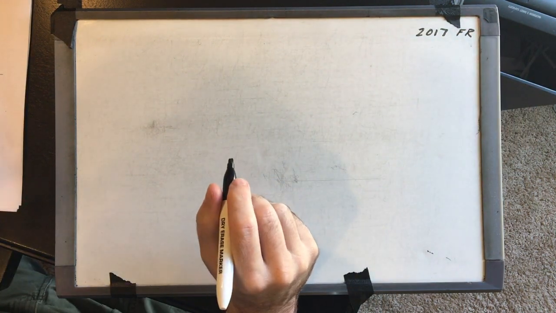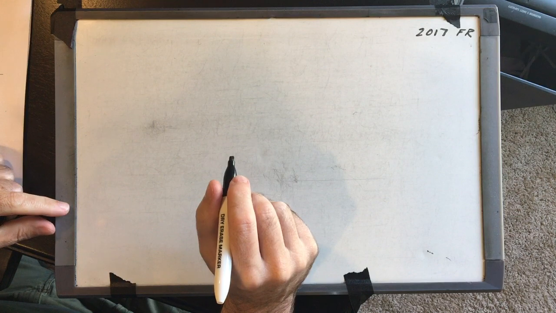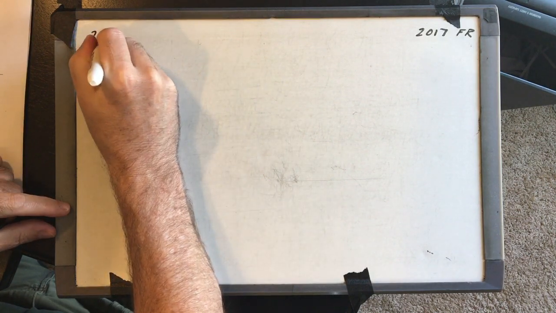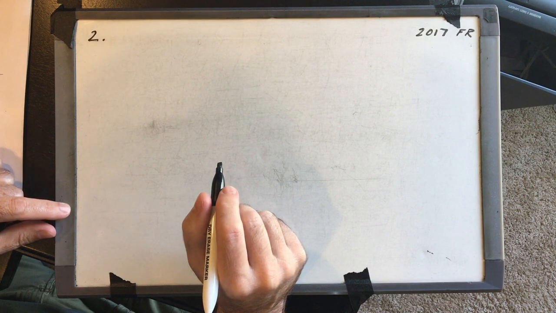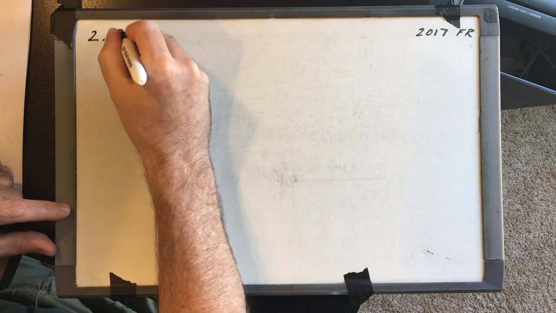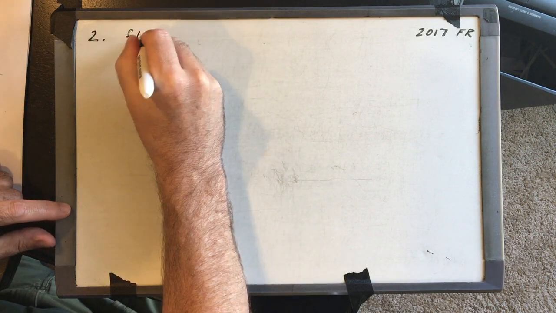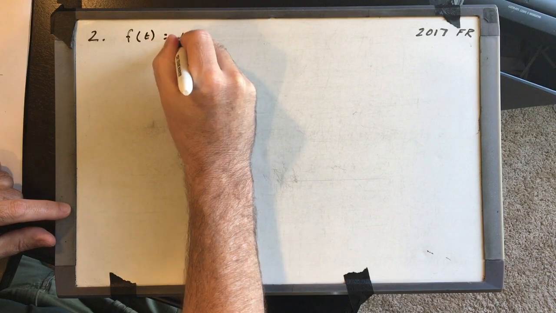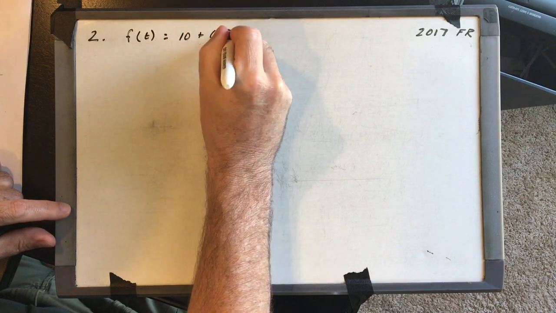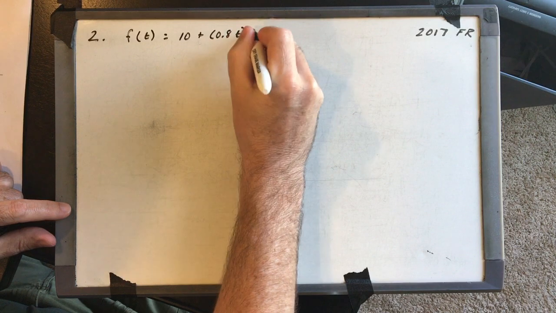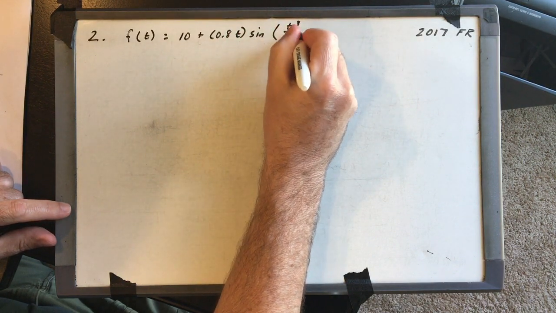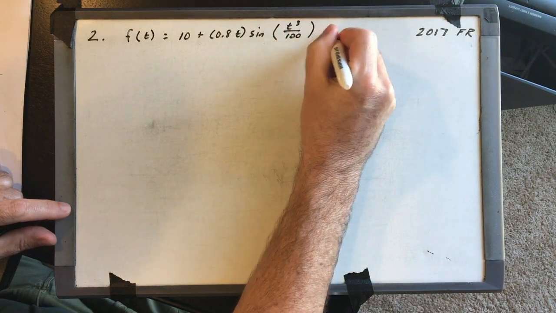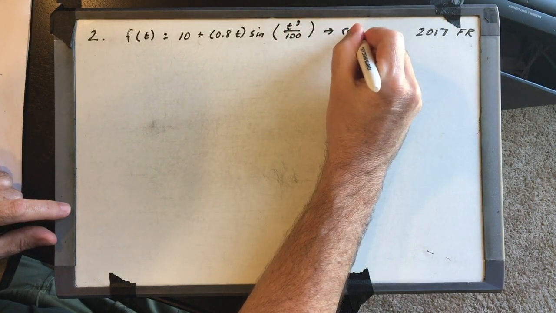All right. Number two says when a certain grocery store opens, it has 50 pounds of bananas on the table, and customers remove bananas from the display table at a rate modeled by... I'm going to go ahead and write this out. You wouldn't necessarily have to, but f of t is equal to 10 plus 0.8 t times the sine of t cubed over 100. So that's the rate at which they remove bananas.